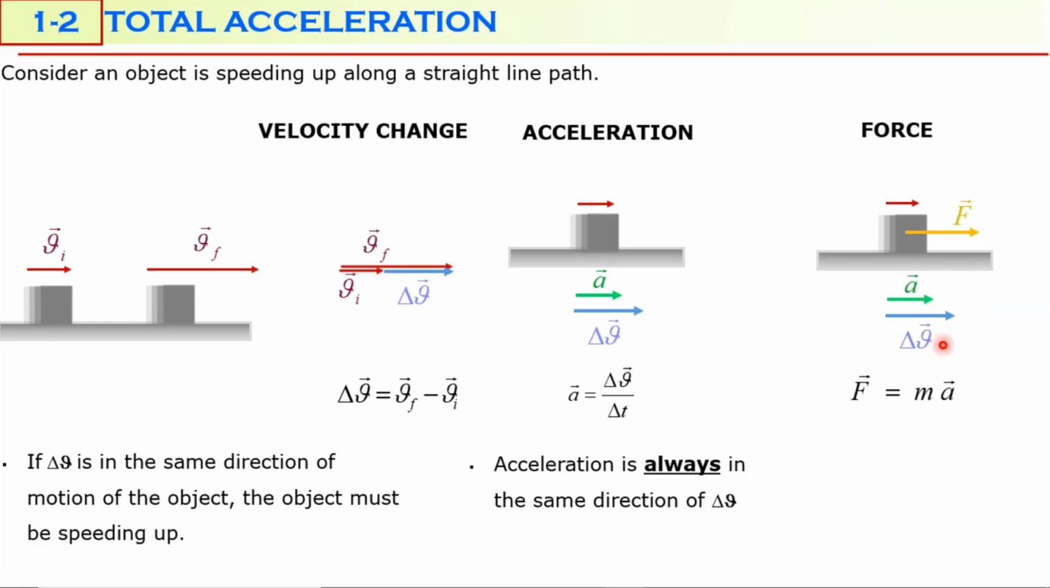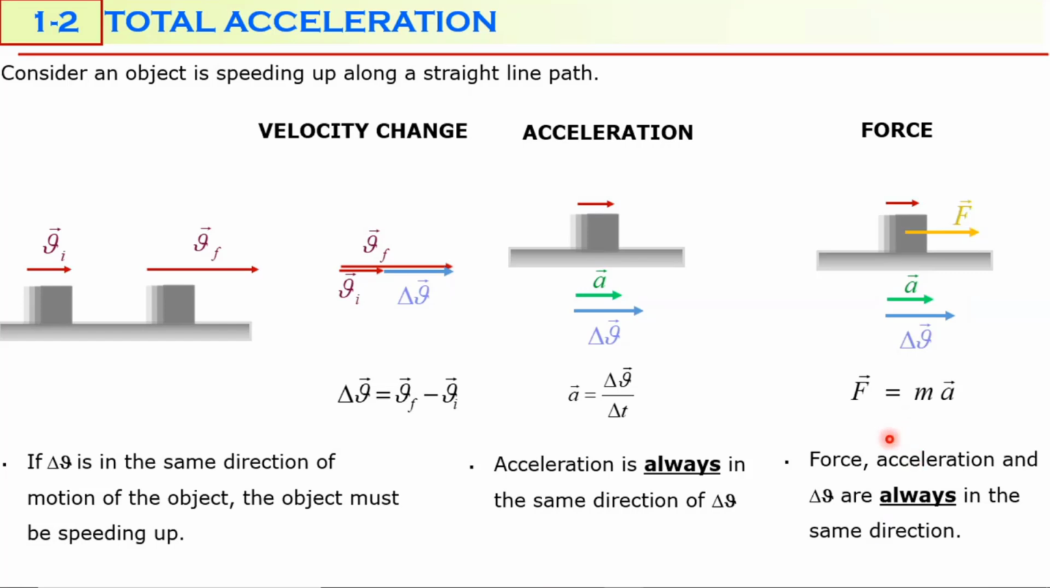So I can say that this is a very valuable sentence, not only about section 3, chapter 1; we will talk about this in chapter 3, section 1. Force, acceleration, and delta V are always in the same direction. There is no exception. The net force acting on an object, the acceleration of an object, and the change in velocity of an object are always in the same direction.